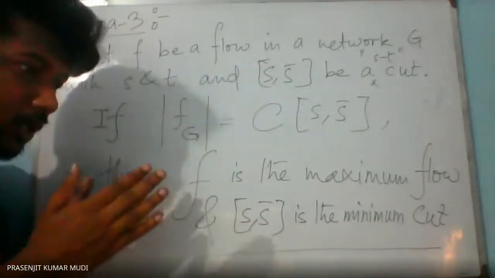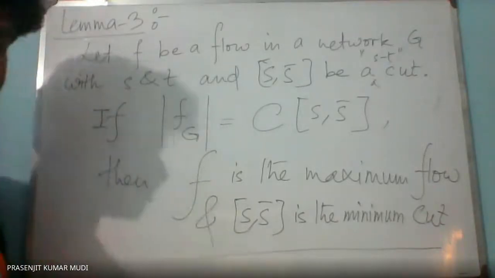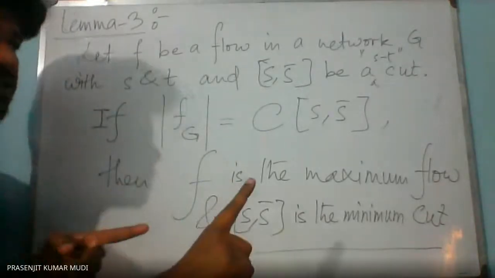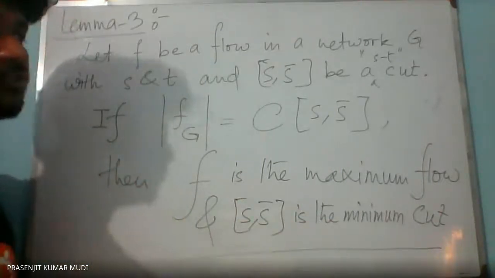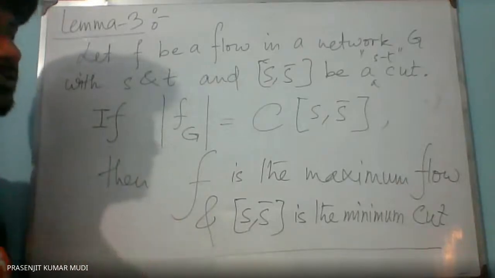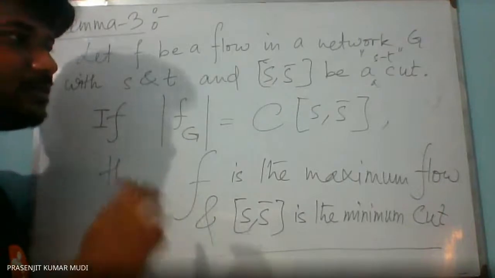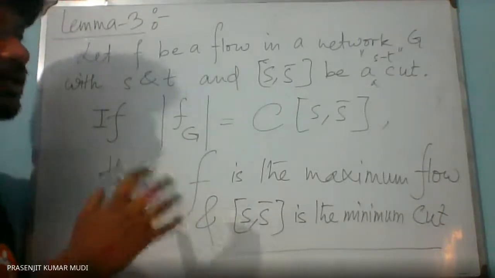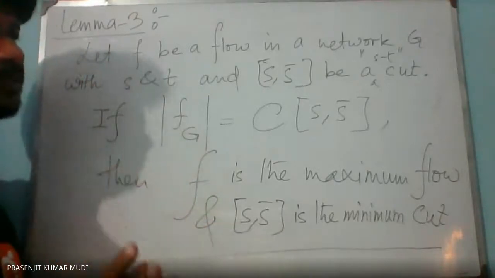So two phenomena are achieved using this theorem. The flow is getting maximized from source to sink. It is solving the maximization problem, maximizing the flow from source to sink. Simultaneously, it is able to solve the minimization problem, that is minimizing the cut separating the graph into two subgraphs.